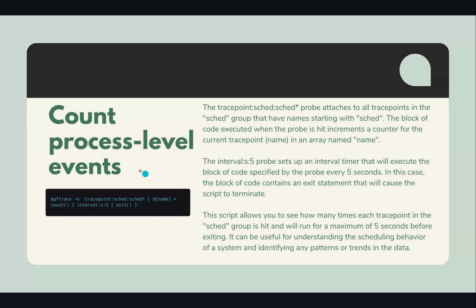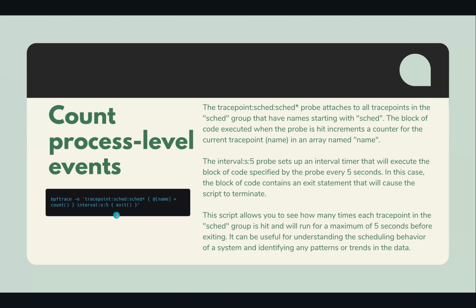The next would be counting process level events. This script allows you to see how many times each tracepoint of the sched function group has been hit. And we can also set an interval. In this one-liner, we have kept the interval as 5 seconds, so this Bpftrace will run for 5 seconds, and it will eventually exit by giving out the data.